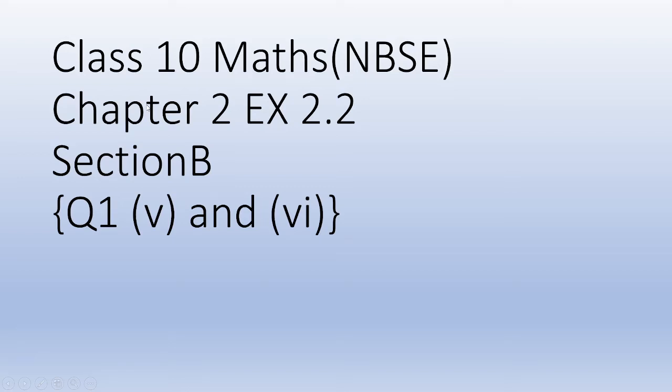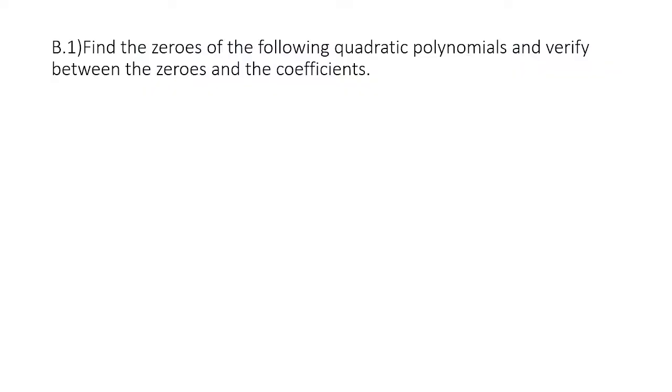Welcome back, students. So in this video we'll be doing the last two questions of question number 1. So we're asked to find the zeros of the following quadratic equation. The fifth question is actually t square minus 15, which is again a very easy question. We really don't have to find much.